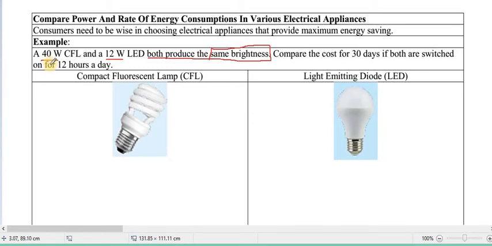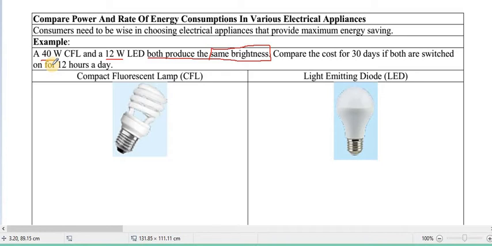LED 12 watt, CFL 40 watt. That means the CFL has higher power than the LED, but the same brightness. That means the CFL uses more energy, but the brightness is the same as the LED.